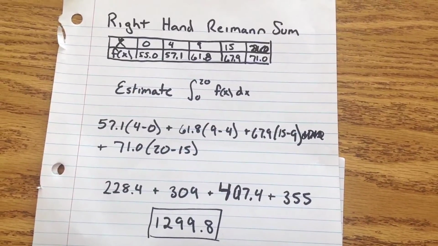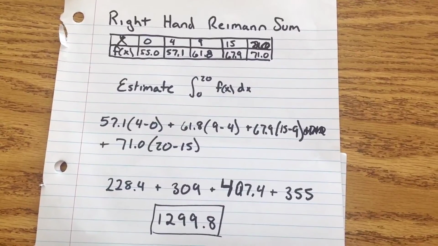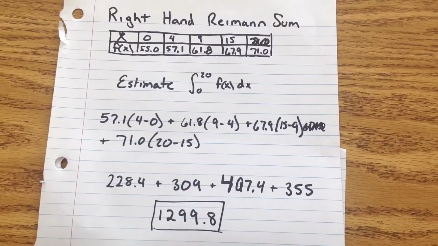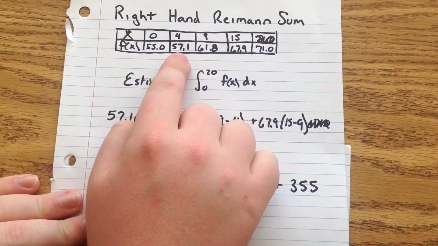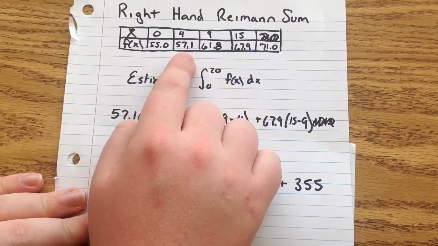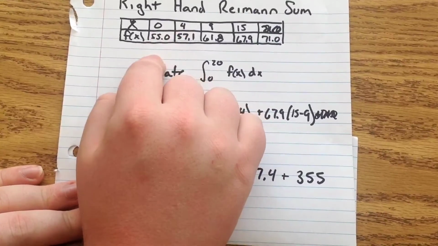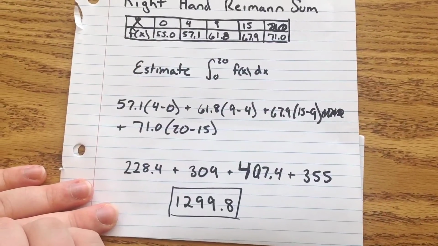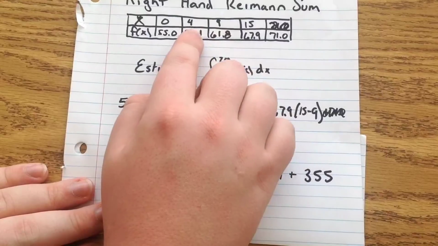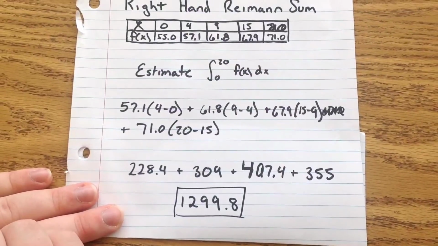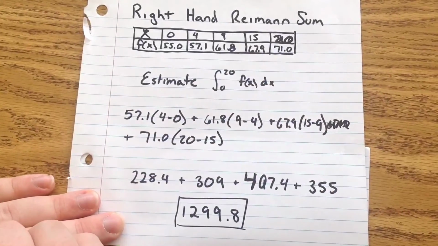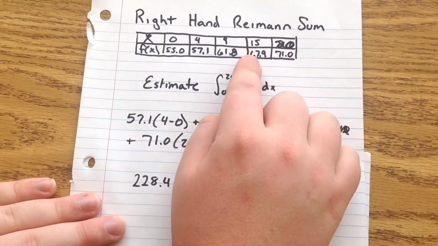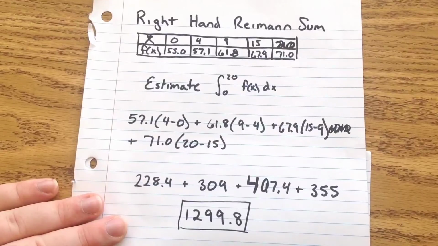Now I'll be showing you right-hand Riemann sums. Right hand and left hand are actually pretty similar. The only difference is that you'll now be multiplying the number times the one that's underneath the right number. So here, the example would be 4 minus 0 times 57.1. Then you would have 9 minus 4 times 61.8. Then you'd have 15 minus 9 times 67.9. And here you would have 20 minus 15 times 71.0.